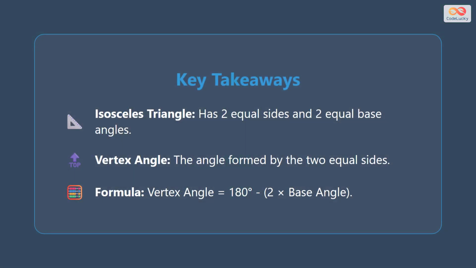To wrap up, remember these 3 points. An isosceles triangle has two equal sides. The vertex angle is the angle between those two equal sides. And finally, you can calculate the vertex angle by subtracting the sum of the base angles from 180 degrees.